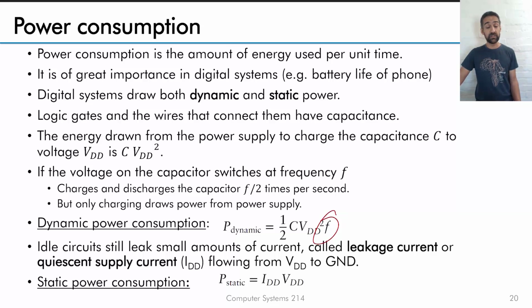And again, in the data sheet, you can go and read and see what the quiescent current of your circuit or your IC is. And then there's also the static power consumption, and static power consumption is if you measure that quiescent current and you multiply it by the voltage, that gives you the static power consumption.